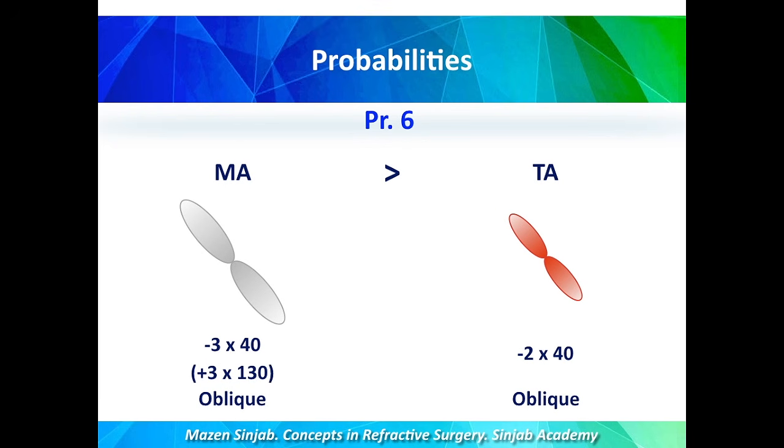Probability number 6. Both are oblique, and the amount of manifest astigmatism is larger than the amount of topographic astigmatism. Like in this example, manifest is -3 at 40 or +3 at 130, and the topographic is -2 at 40.